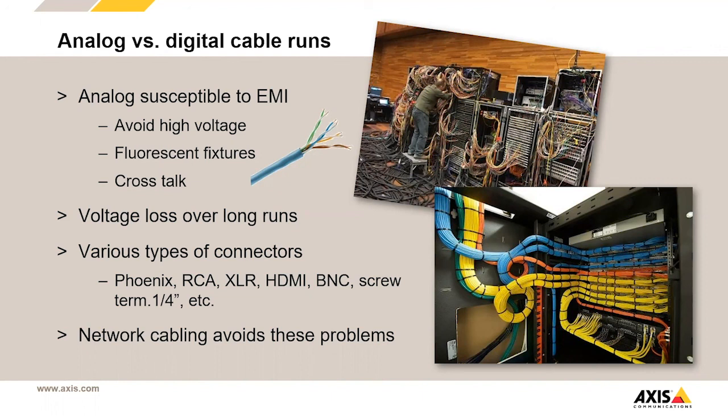Some other things to keep in mind is that there is voltage loss over long runs with analog cables. And as I said before, when you look at the various types of connectors when you put an analog system together, you've got Phoenix, RCA, XLR, HDMI, BNC, screw terminals, quarter inch, et cetera, it goes on and on. Those are just more points of possible failure. Whereas with network cabling and access audio, it's all RJ45 as it sits on the network, and it avoids a lot of those points of failure.